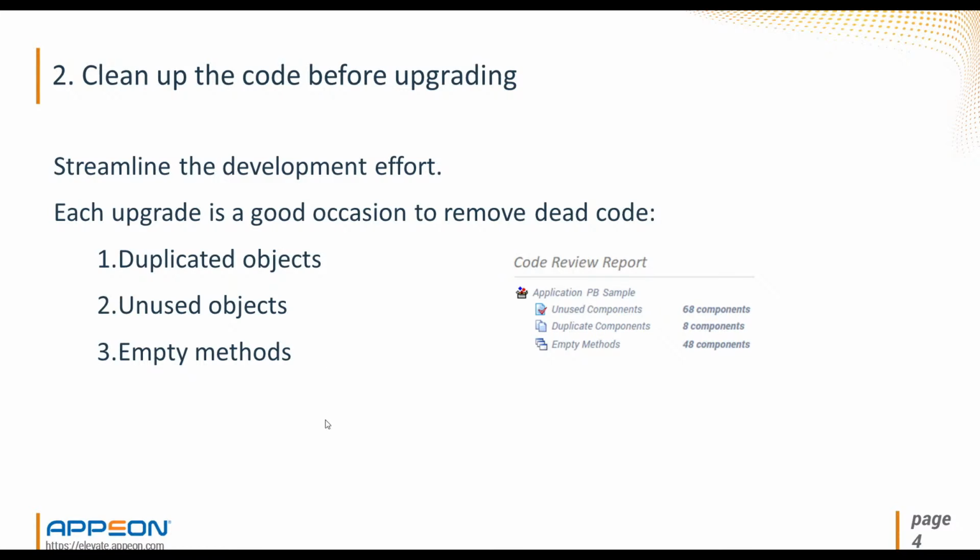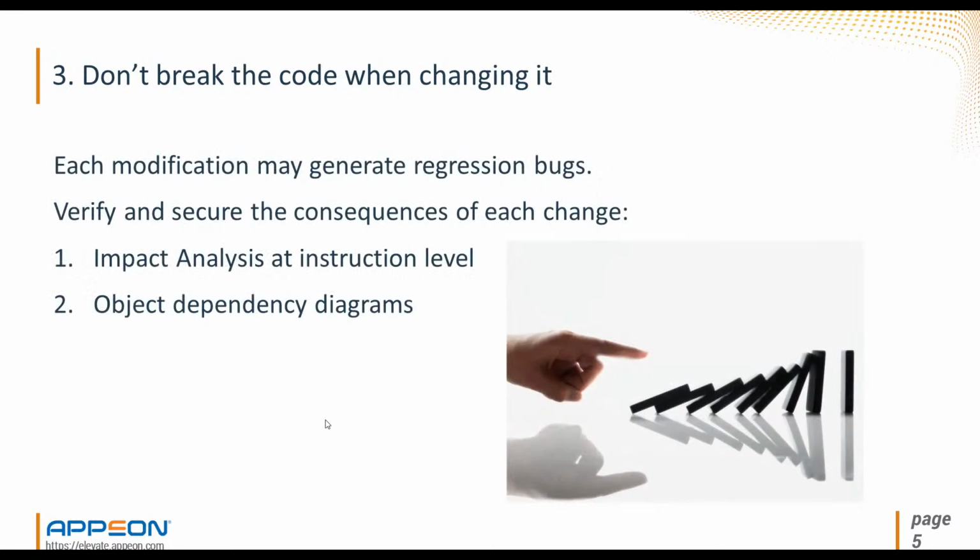Cleaning up the code. Now, you start the migration. Most of it will be done automatically by the PowerBuilder migration process. And then you may end up with some changes that you have to make manually, in which case, like in every case of change you make, you probably want to run what we call an impact analysis in order to avoid breaking the code when you're changing it. You want to avoid regression bugs.